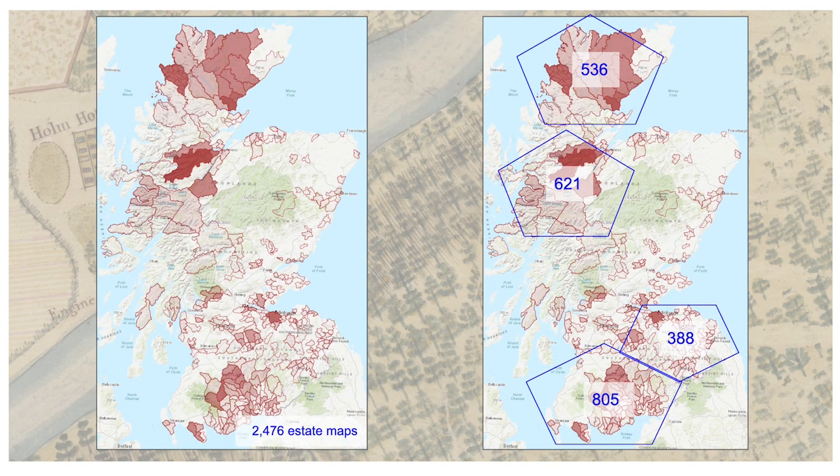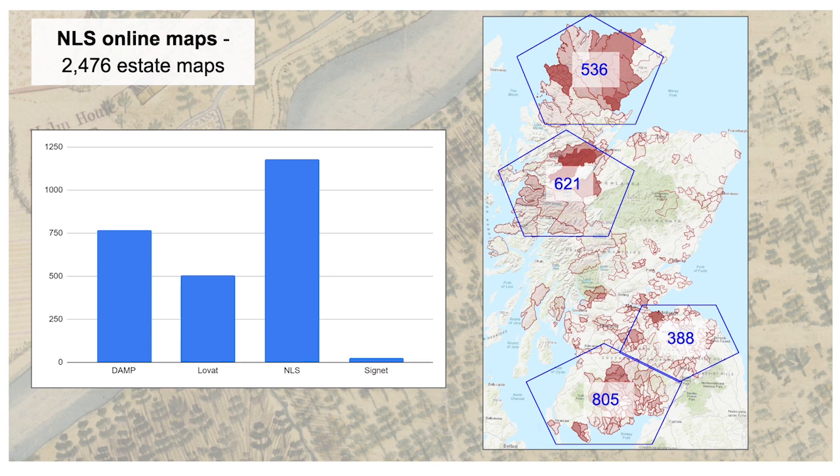And I try to group it into clusters, effectively 4 main categories, 500-ish relating to Sutherland estates, 600-ish relating to Lovat estates, bulked out by some NLS maps. The bulk of these in the southwest, of course, come from DAMP, and then a miscellany of other estate maps as well.